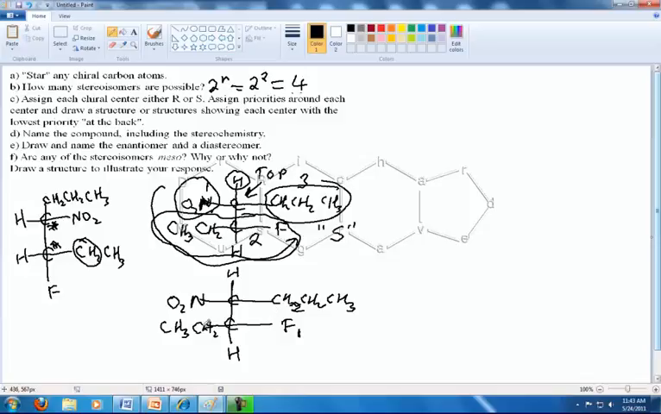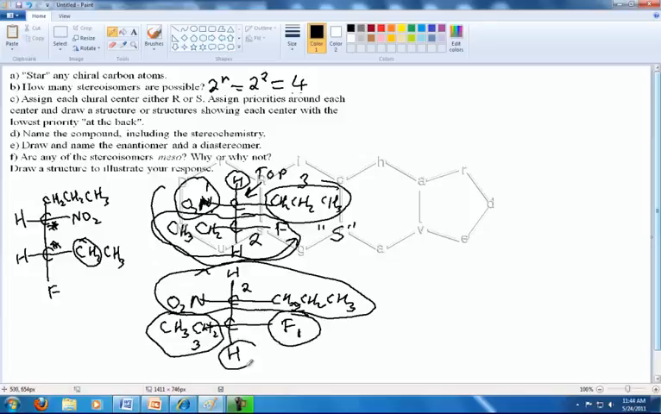Next we look at the C's and we move on to see the heaviest atom connected to each atom. The heaviest atom connected to this C is a C. The heaviest atom connected to this C is an N. So this group will be the winner. So this will be number 2 and this group will be number 3. And those are the 4 groups connected to the bottom chiral center.